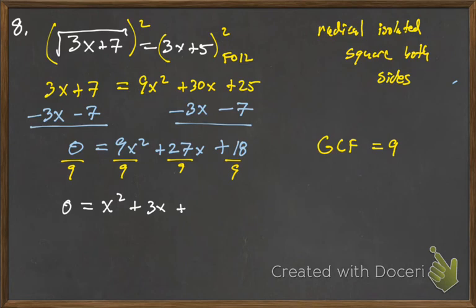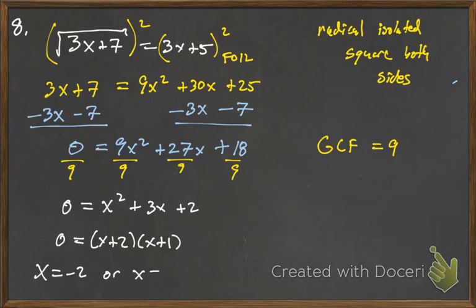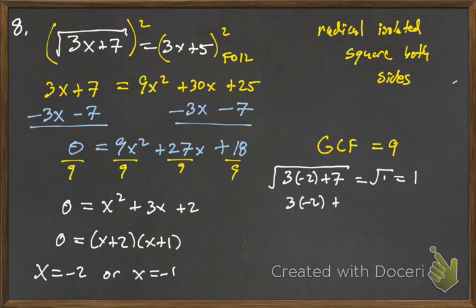And we get x squared plus 3x plus 2. Nice factoring problem. It factors into x plus 2 and x plus 1. And then that gives us x is equal to negative 2 or x is equal to negative 1. And we'll go ahead and run our check, and we'll plug in both our answers into both sides of the equation. So on the left hand side we get 1, on the right hand side we get negative 1, which is not the same thing. So sorry, negative 2, you're not a good answer.